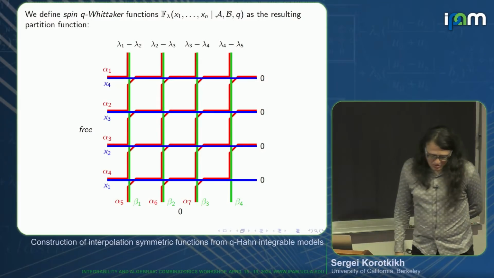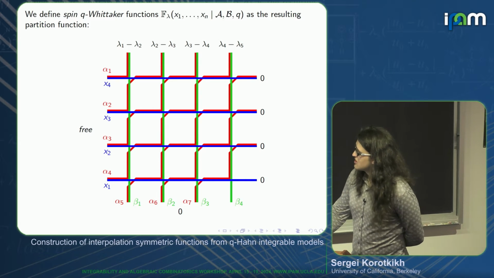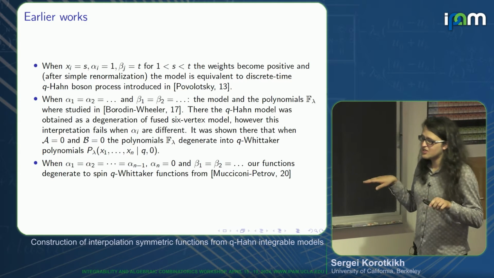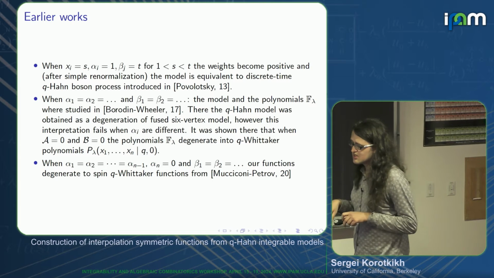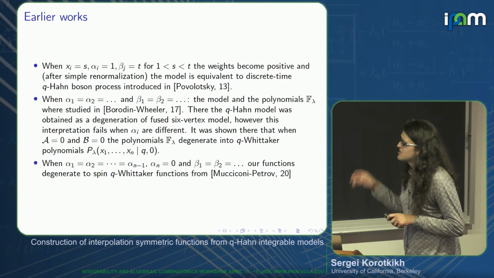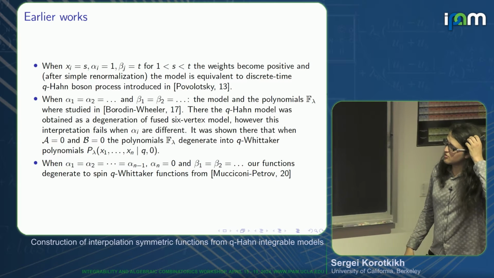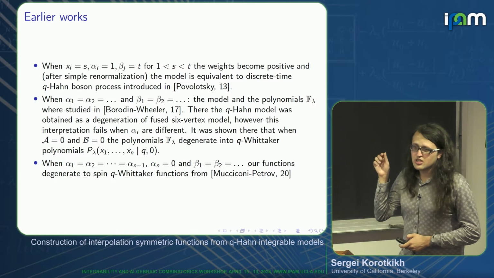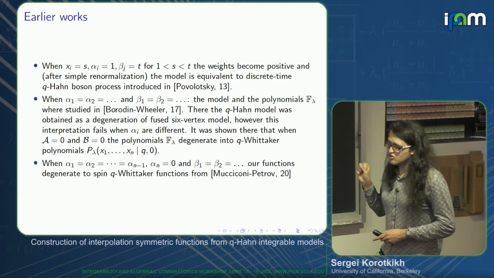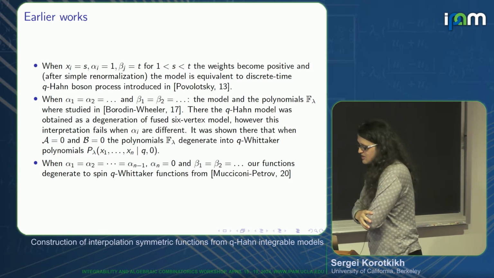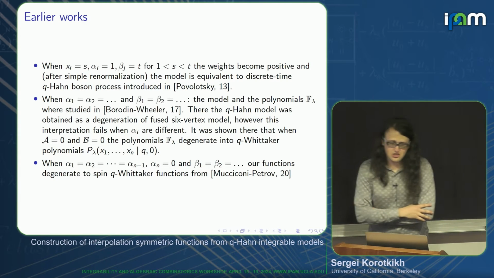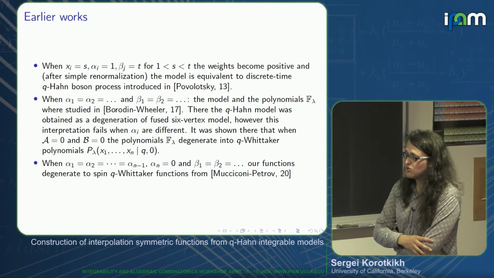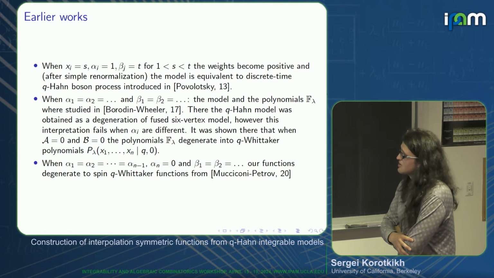So okay, this is the definition of this vertex model. Let me comment about it a little bit. First of all, if you forget about these different parameters, alpha, beta, and x, and set all x's to be equal to s, all alphas to be equal to 1, and all betas to some other number t, and assume some inequalities between them, you can show that all these weights will actually be positive numbers. And you can also show that they will sum to 1. The model I'm describing is actually just a certain generalization of the q-Hahn TASEP or q-Hahn boson model introduced by Povolotsky about 10 years ago.